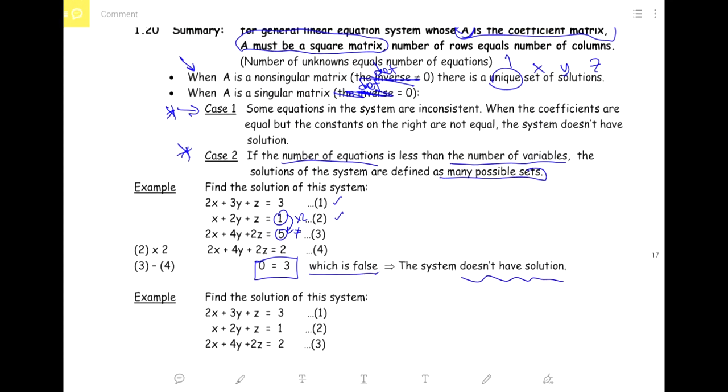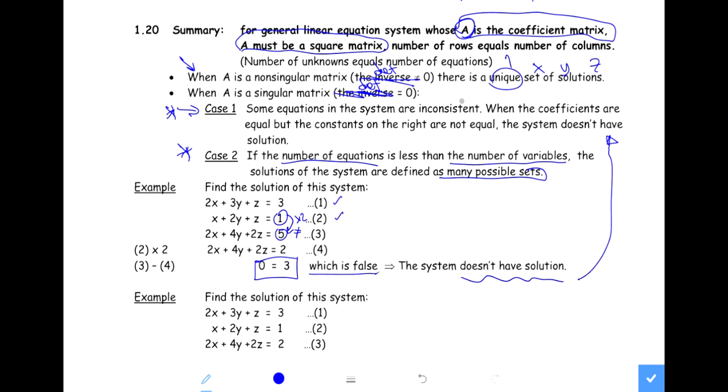So this kind of situation, I'm gonna take you back to case number 1. It says some equations in the system are inconsistent. The word inconsistent means it doesn't get along.